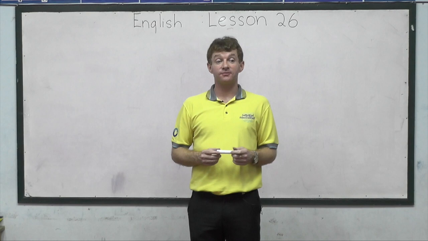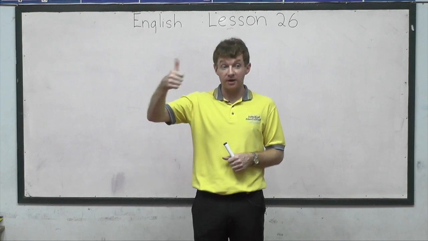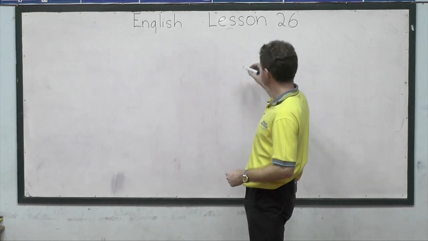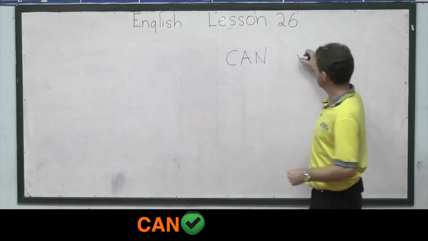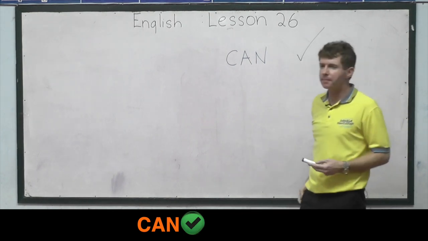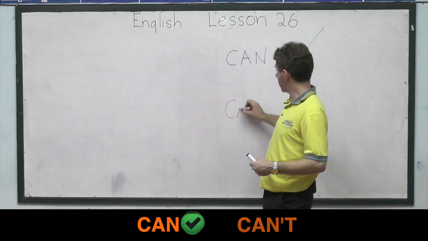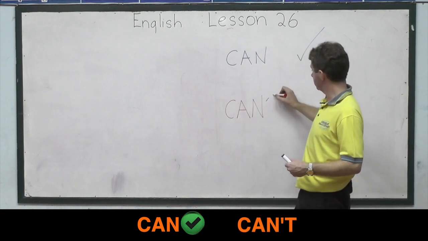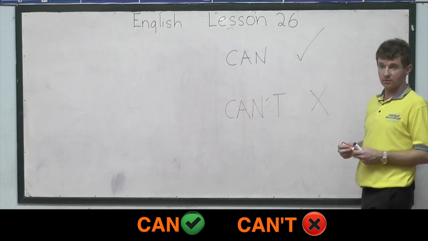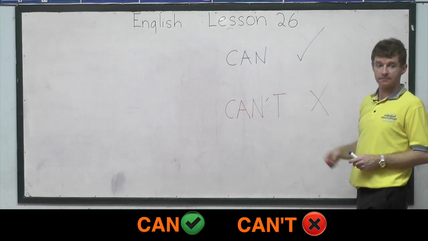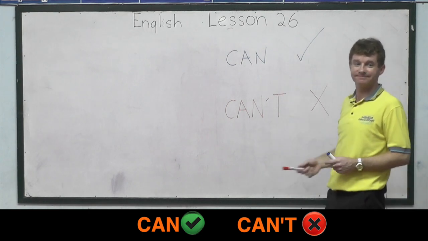Okay, welcome back to class. So, guys, what's the word we use when we have an ability? If we can do something, we can. Excellent. C-A-N. That means we have ability. What about if we don't have the ability? Can't. C-A-N-T. Can. Can't. Can. Can't. Can.